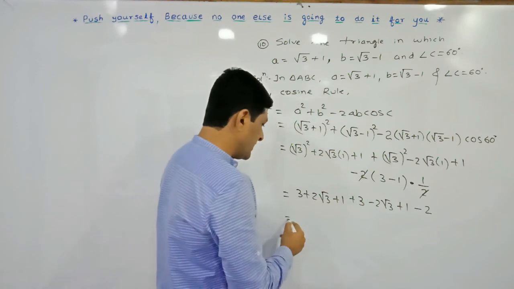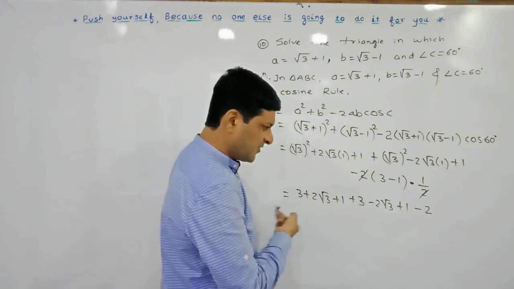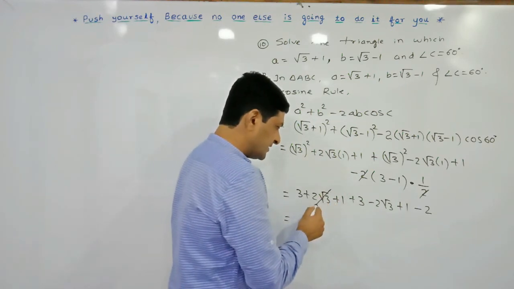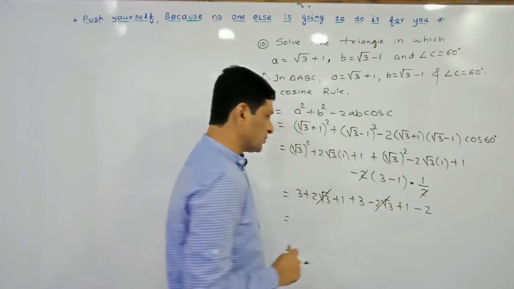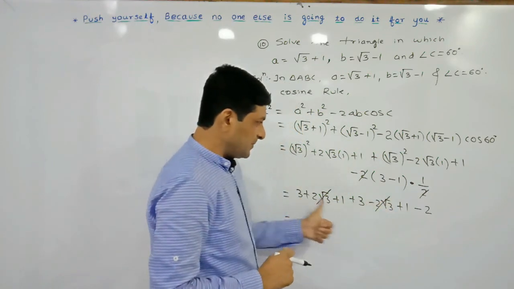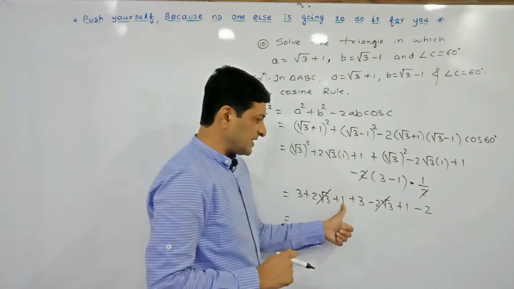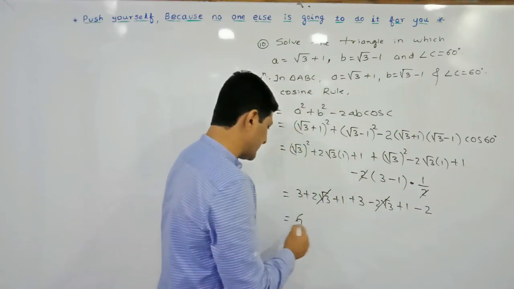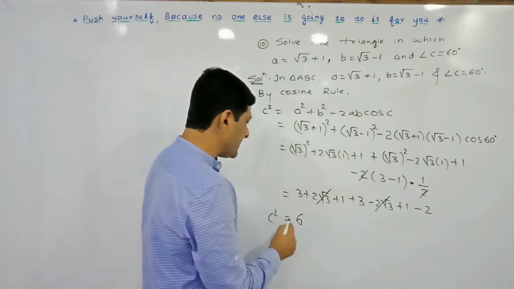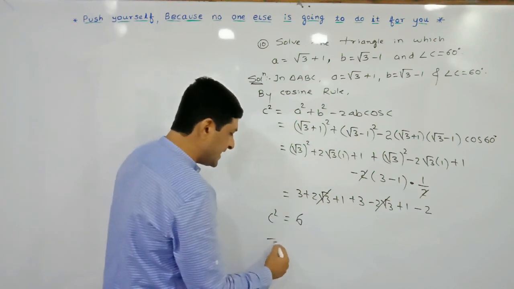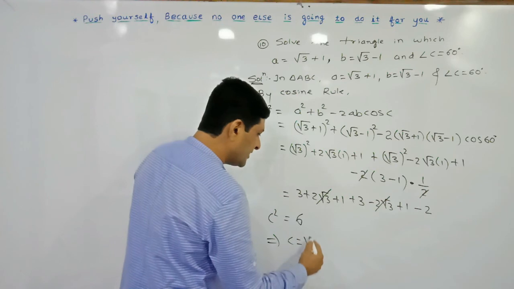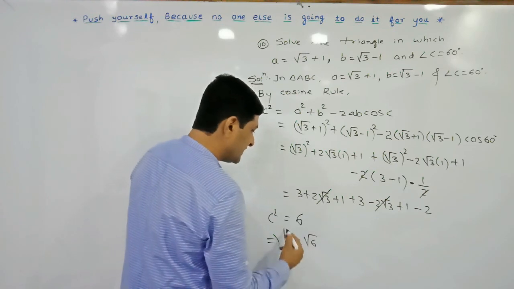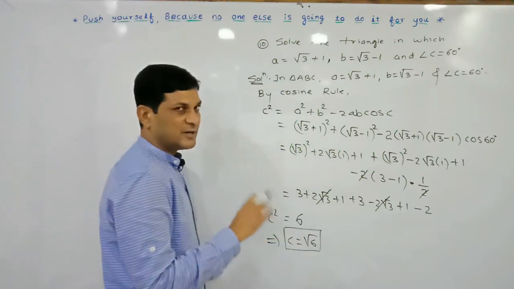Now first collect the constant terms. First check which terms will get cancelled. Here plus 2 root 3 and minus 2 root 3 will get cancelled. 3 plus 3 is 6, 6 plus 1 is 7, 7 plus 1 is 8, 8 minus 2 will be equal to 6. So the value of c square is equal to 6, which implies that the value of c will be equal to root 6. In this way we have got the third side of the triangle.